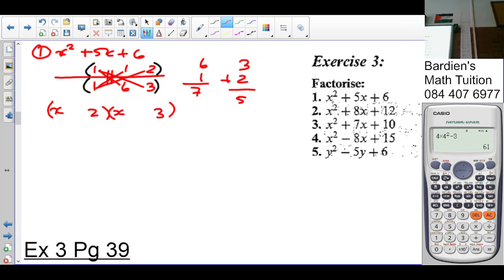What about our signs? Are they going to be same signs or opposite signs? Same signs.